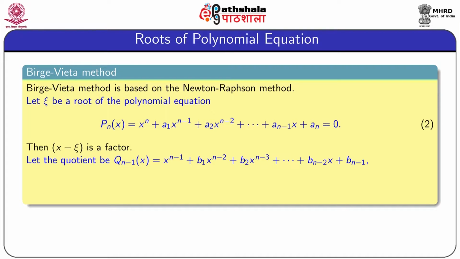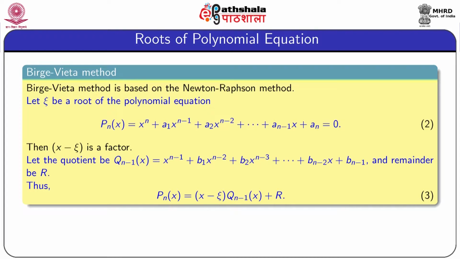When the polynomial P_n(x) is divided by the factor x minus xi, we obtain a quotient, which is a polynomial of degree n minus 1. Let the quotient polynomial be denoted by q_(n-1)(x), which is equal to x^(n-1) + b1 x^(n-2) + ... + b(n-1). And obviously there is a remainder, denoted by capital R.